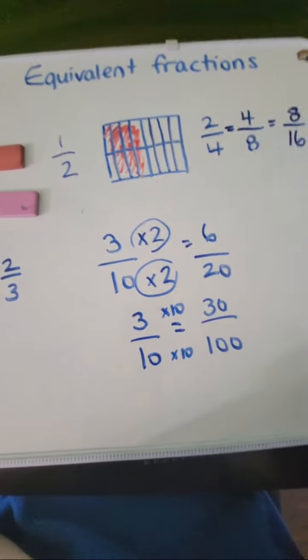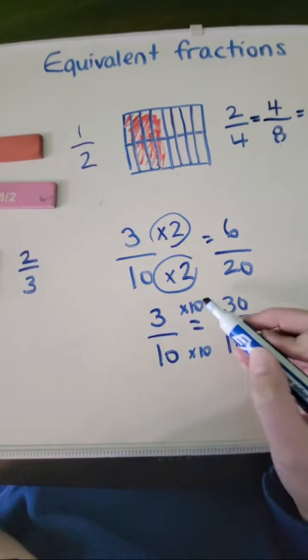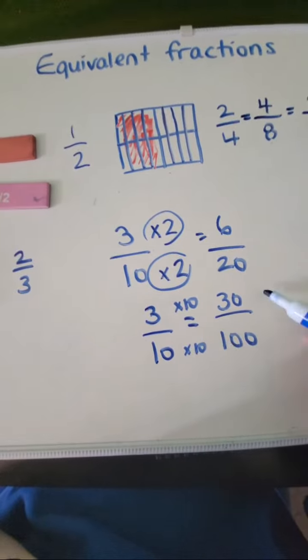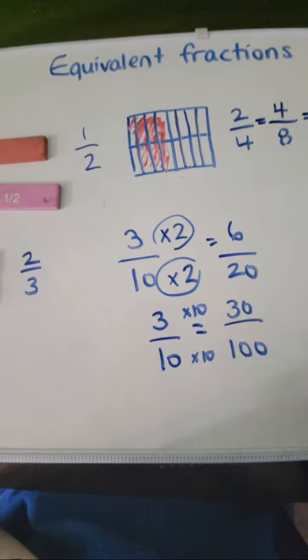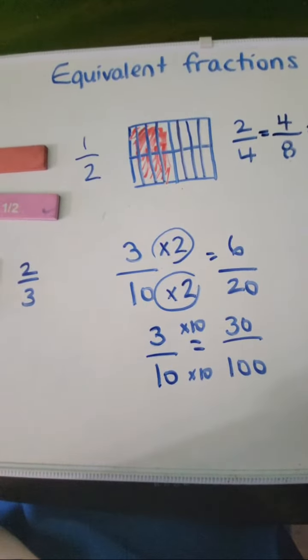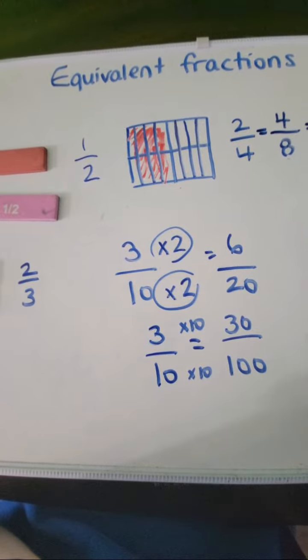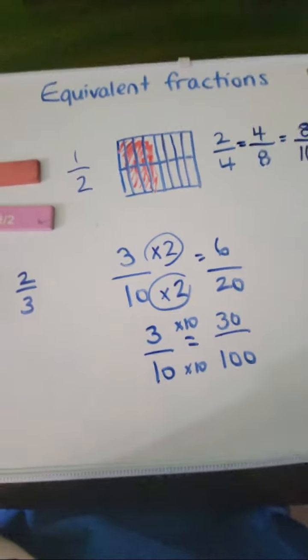I can't just randomly decide to change the number. 10 times 10 is 100. Same thing, same thing. 30 over 100, or 30 hundredths, is equivalent to 3/10. Great, 15 out of 50 would also be perfect as well. 3 times 5 is 15. 10 times 5 is 50. Great. So you see there's so many possibilities.